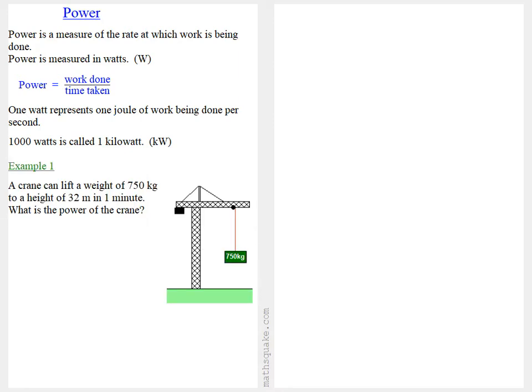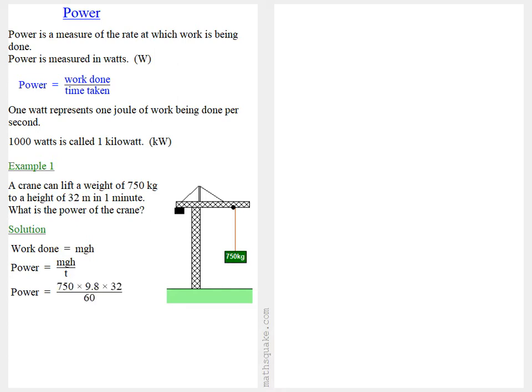Let's look at an example. Example 1. A crane can lift a weight of 750 kilograms to a height of 32 meters in 1 minute. What is the power of the crane? Well, to solve this, we first need to work out the work done. Now, when lifting something against gravity, the work done is mgh. So the power is mgh divided by the time taken.